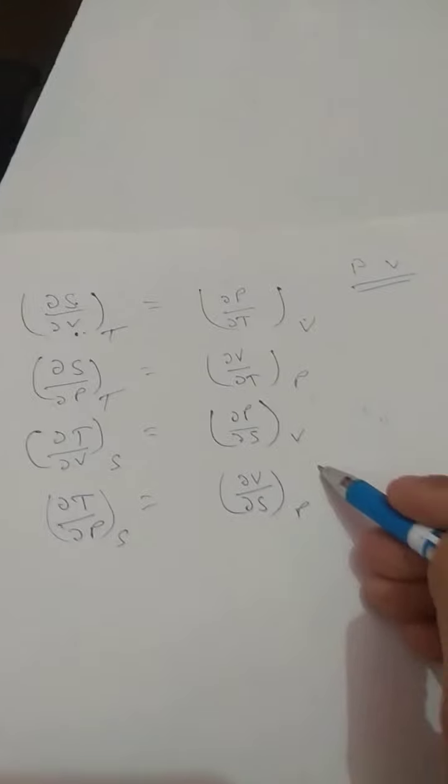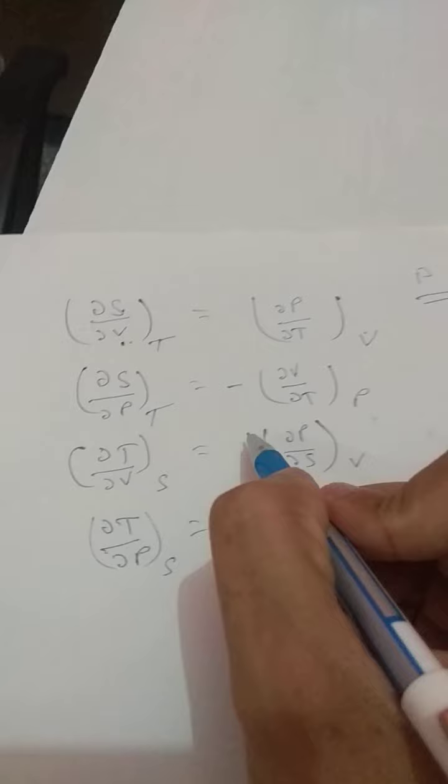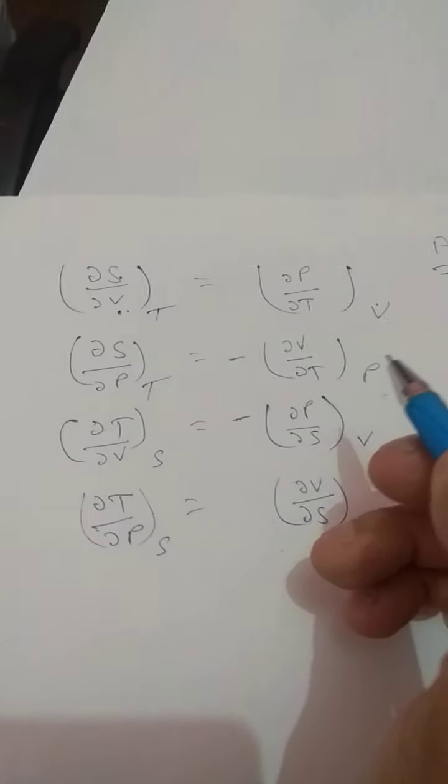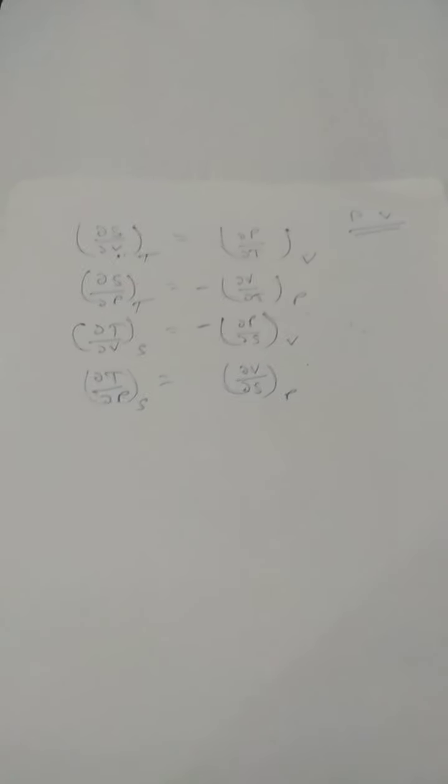Now the first and fourth relations get the positive signs, and the second and third relations get the negative sign. And this is all about the Maxwell equations. If we get questions from the Maxwell relations in any exam, we can attempt them from these four relations and equations. So that's all.